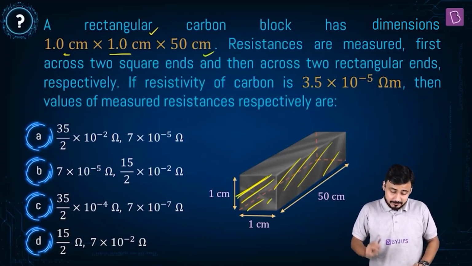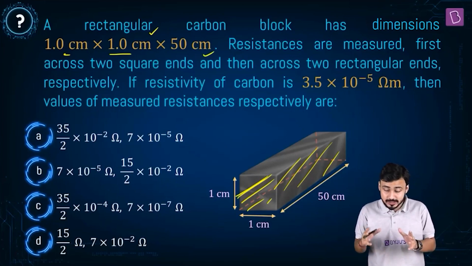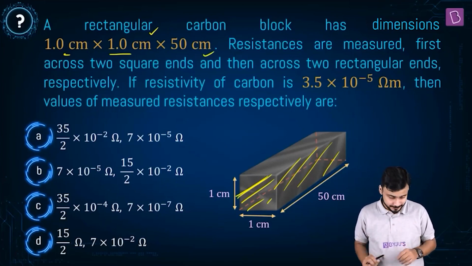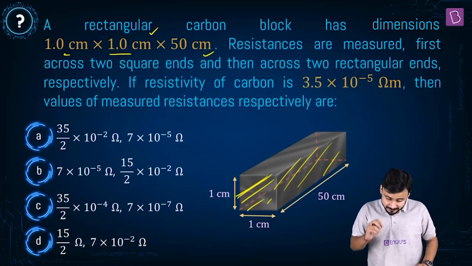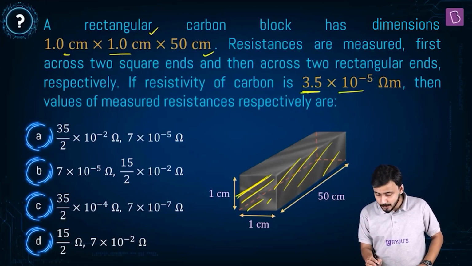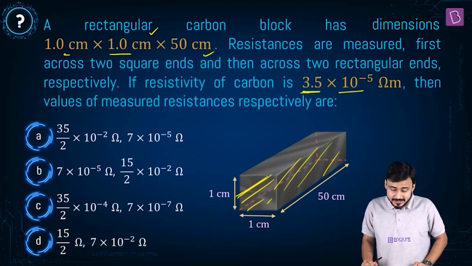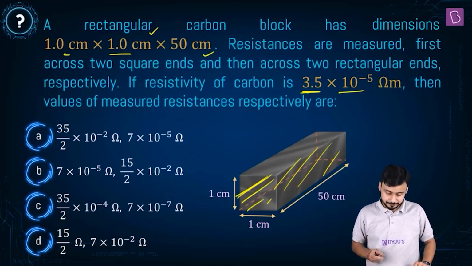Resistance is measured first across the two square ends, and then across the two rectangular ends, respectively. If the resistivity of the carbon material is given to be 3.5 into 10 raised to power minus 5 ohm meters, then the values of the measured resistances respectively are.